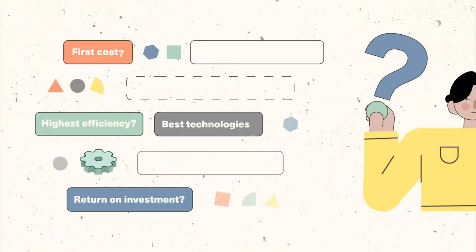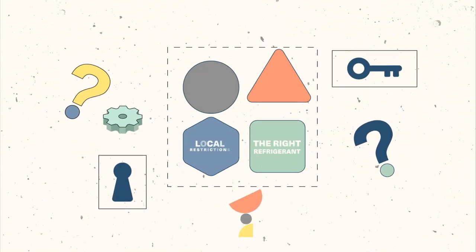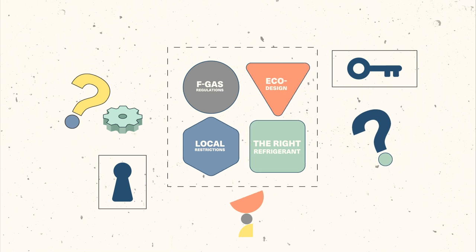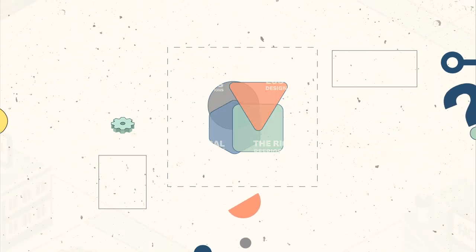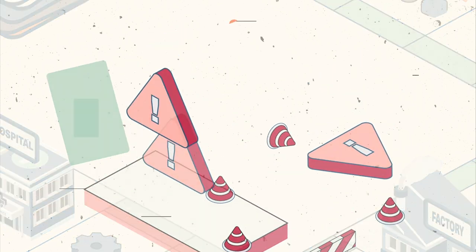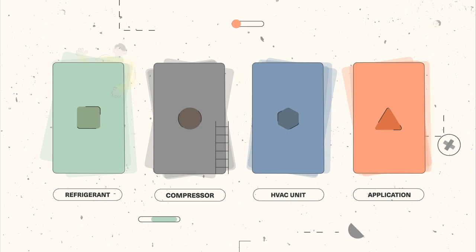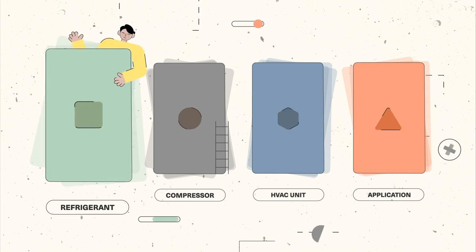Finding that ideal combination can be tricky. It requires knowledge of not only mechanical specificities, but also rules like current and future regulations and industry best practices. You need to avoid certain pitfalls along the way. Let's explore the factors that go into making the right choices to obtain the winning combinations.